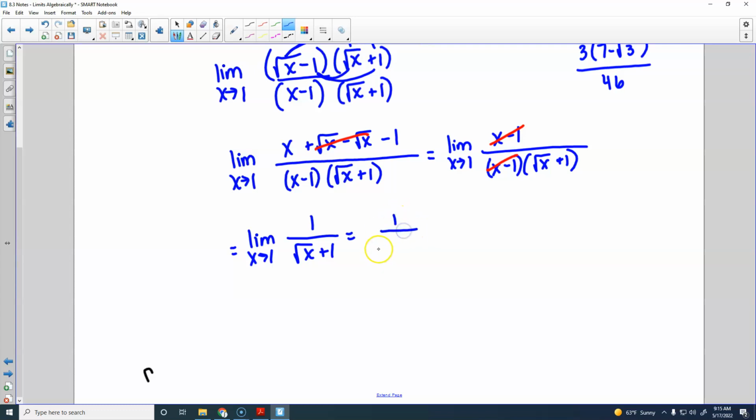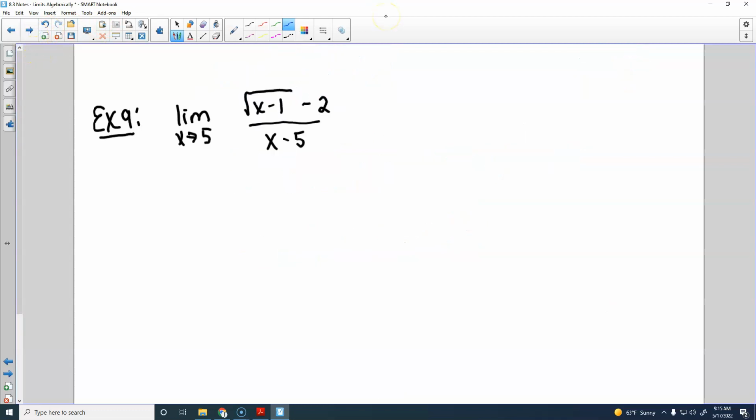And so once you have something cancel, you want to try to plug in that number. And if we do here, we get 1 over the square root of 1 plus 1. Square root of 1 is just 1, so that's 1 plus 1. And we get 1/2. Okay, questions? Let's try another one that's a little bit tougher.